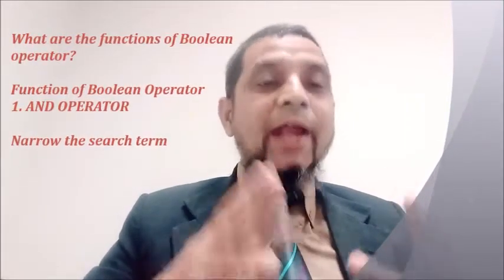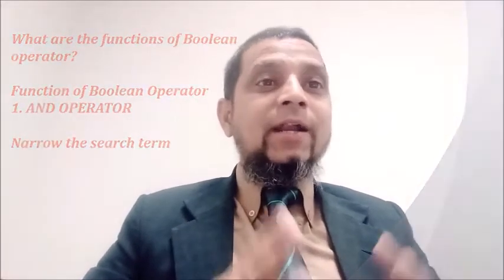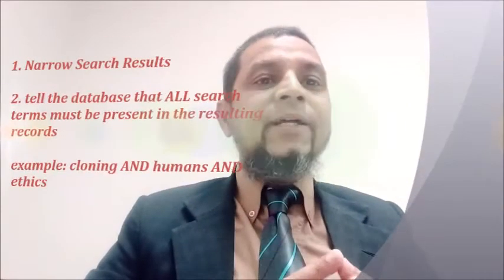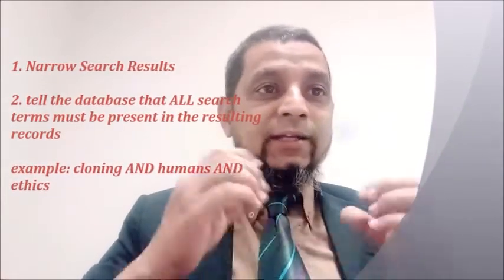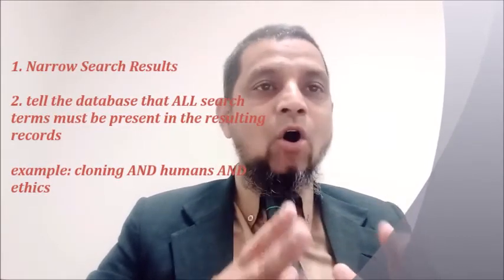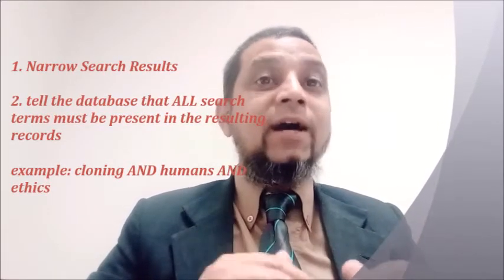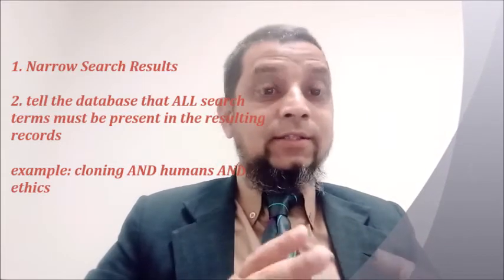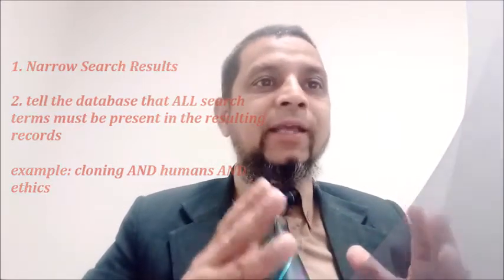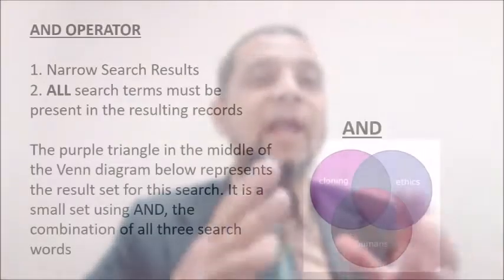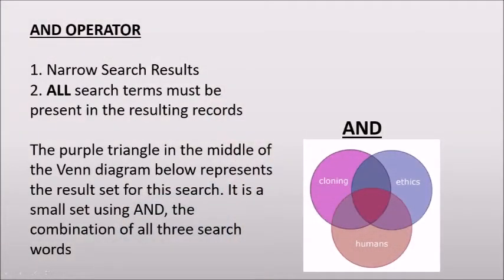Number 1, AND operator. AND operator narrows the search result. It tells the database that all search terms must be present in a resulting record. See the example like cloning and human and ethics. The purple triangle in the middle of the Venn diagram below represents the result set for this search. This is a small set using AND, a combination of all 3 search words.